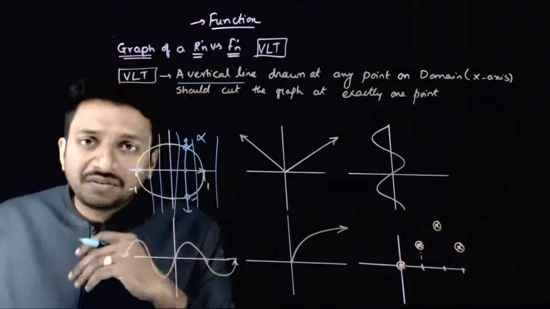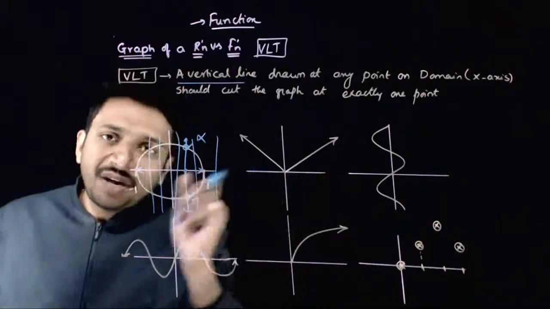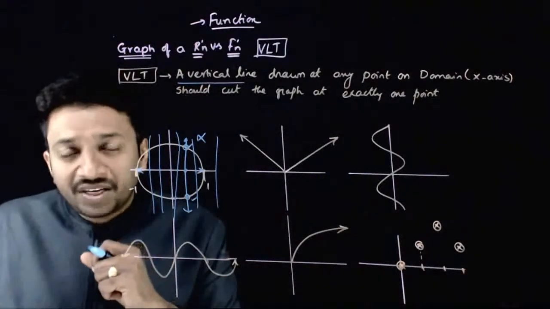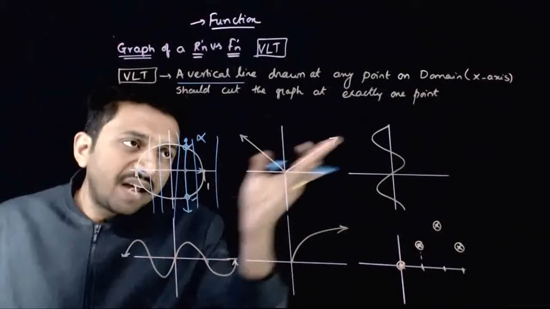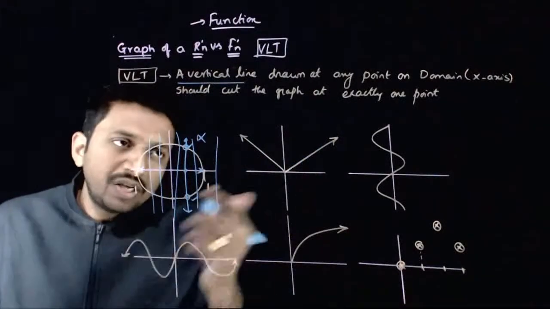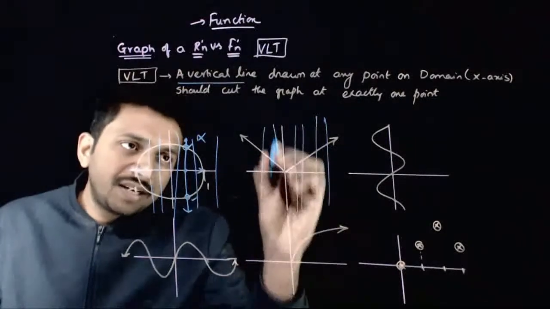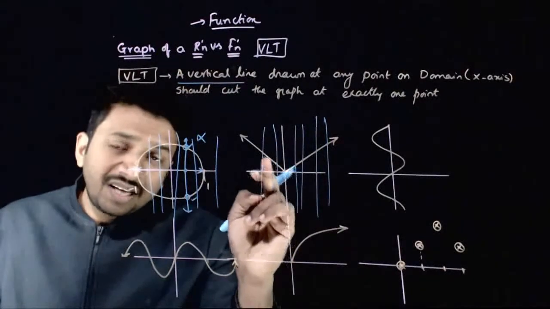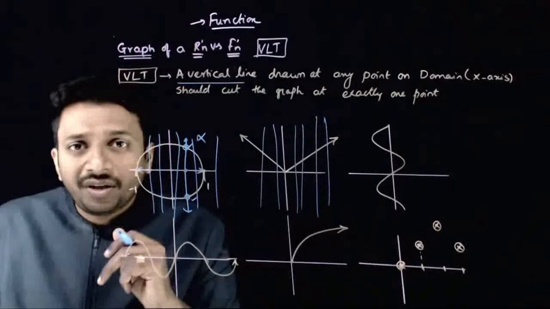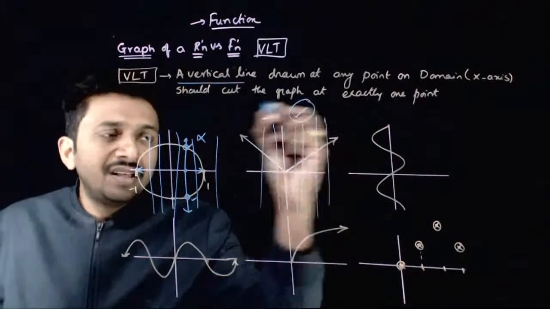Next, if you take this function, assume that this is a graph defined on the set of real numbers. That is, the domain is all real numbers, and this graph is going on indefinitely. So if you draw the vertical lines at any point on the domain, you can clearly see that they are cutting the graph at one and only 1 point. So this is the graph of a function.